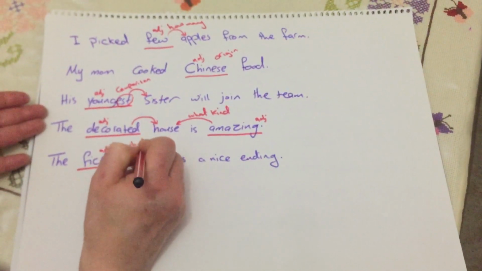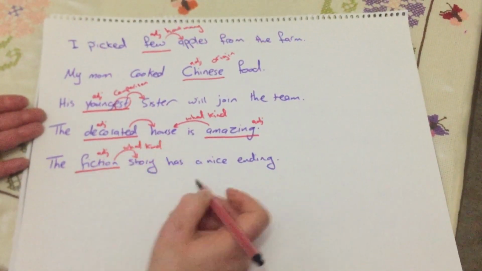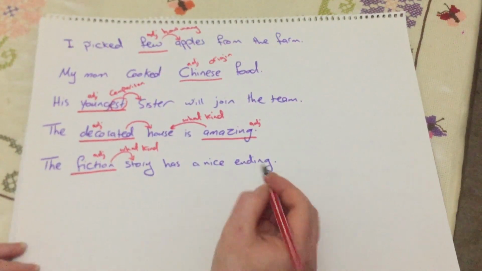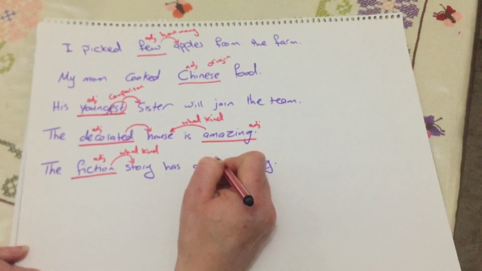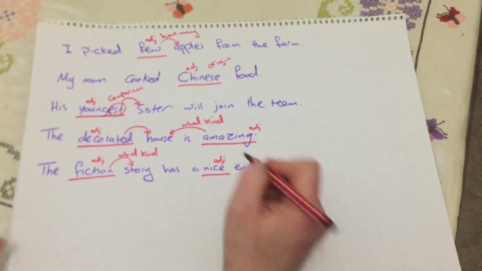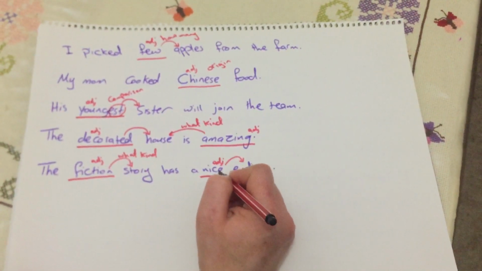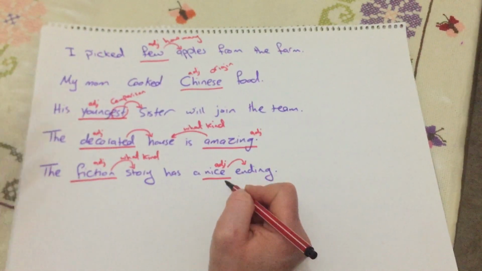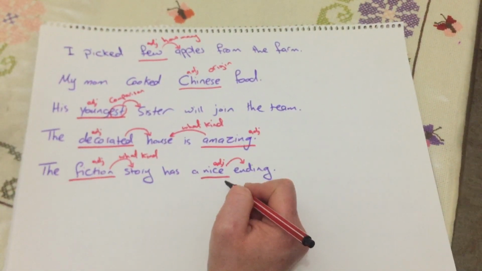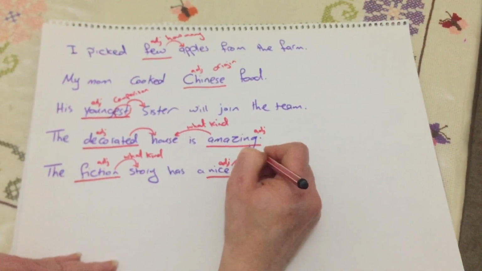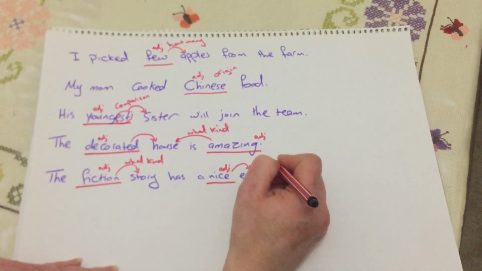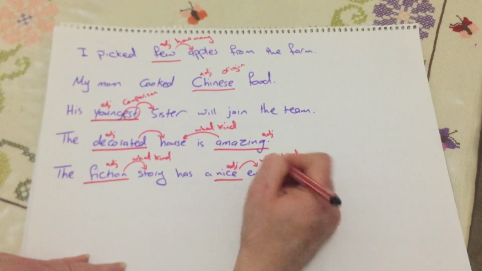So what kind? Okay, and the other adjective here is nice. It's an adjective that describes what? Ending, the end of the story. So does the adjective nice show what kind, how many, or origin? It shows what kind of the ending the story has. It is a nice ending.